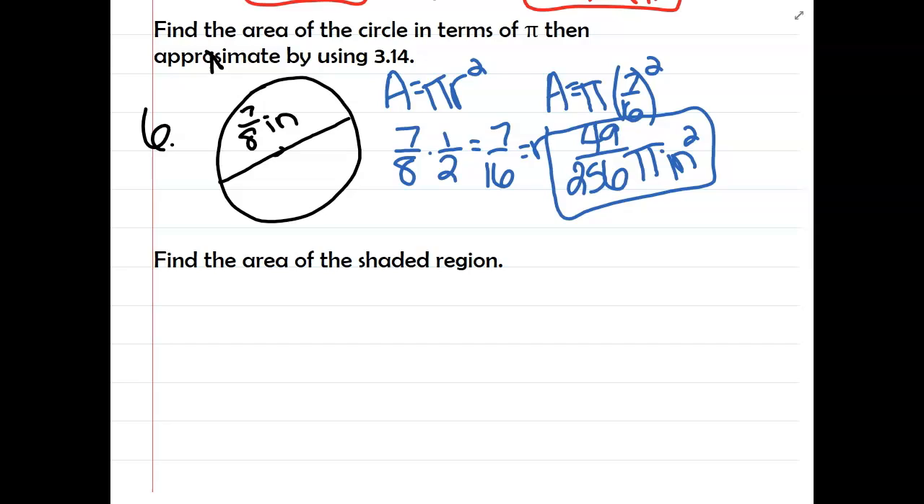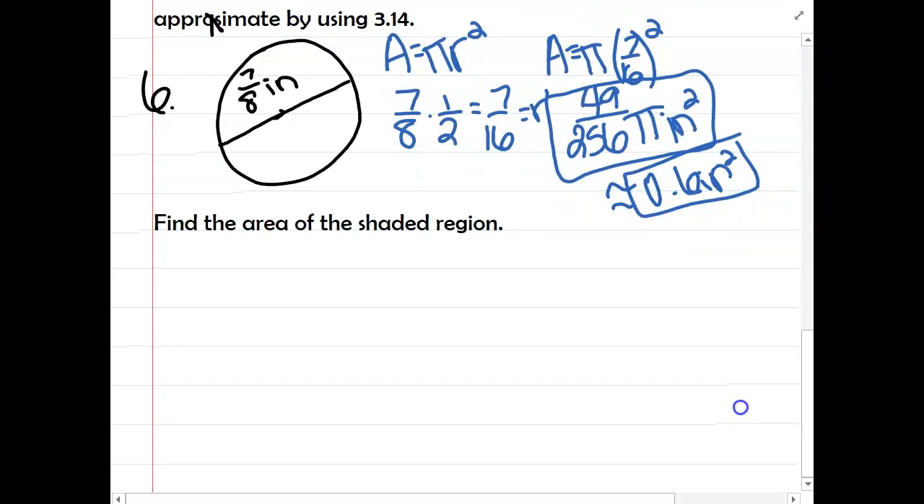pi. And then to turn this into an approximation, it says use 3.14 for pi. So in your calculator, you would just take 49 over 256 times 3.14. If you want to practice that, you can. And I believe it gives you about 0.16. I think at home I asked Alexa to do that, and sometimes she's not super good at math, so that could be wrong. But I think it's right. Perfect. Alexa was right. Okay.